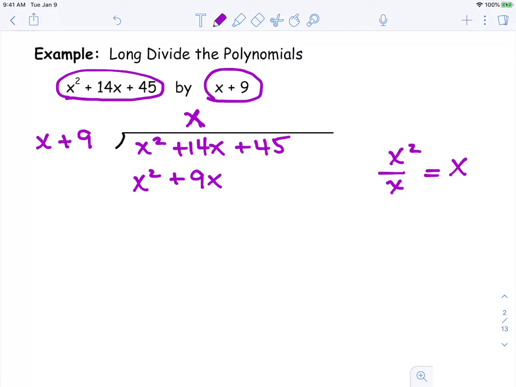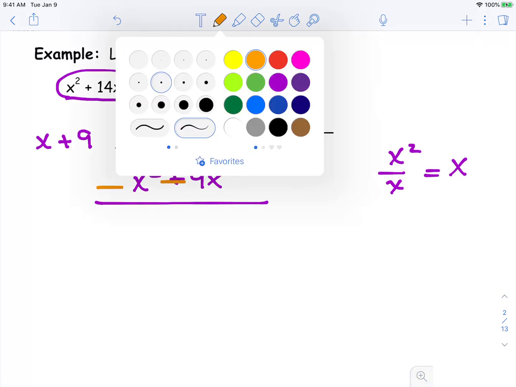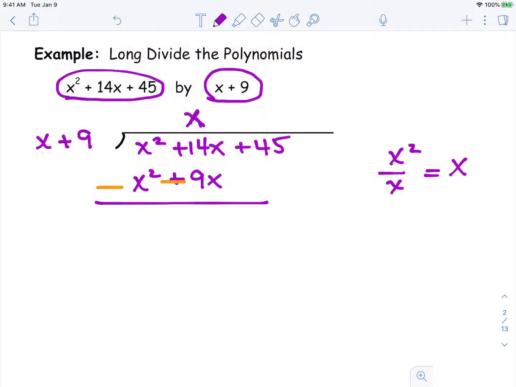Where students are going to make a mistake, which is the most popular one, is in this next step right here. Put a line, and what you're going to do is subtract all the way through here, and that's going to change those signs. So now we're going to simplify what's underneath. x squared minus x squared is 0x squared, so you really don't need that 0x squared there. Then you have 14x minus 9x, which is 5x.